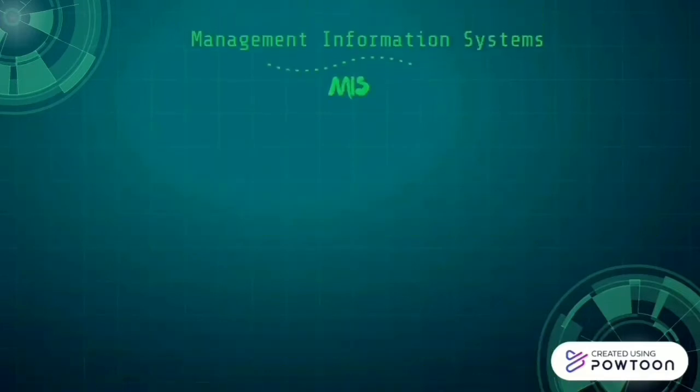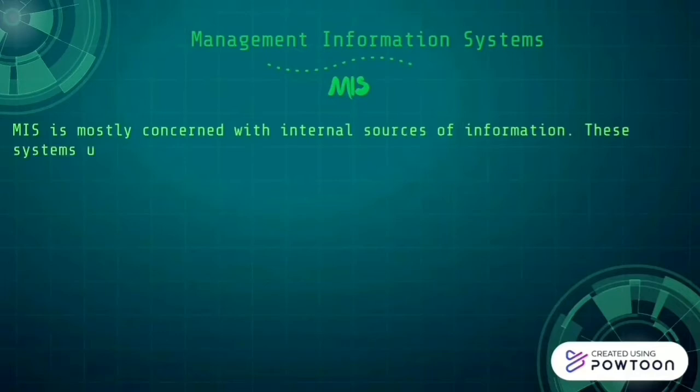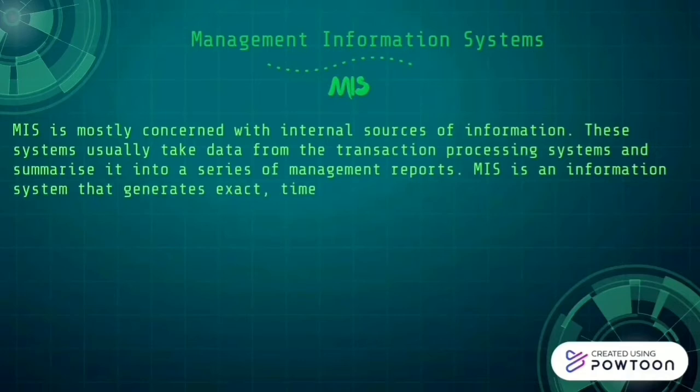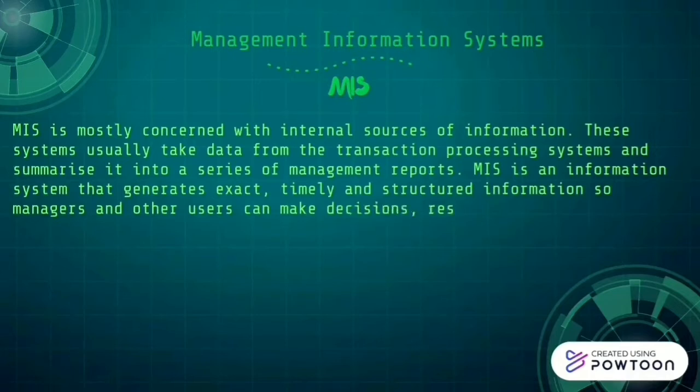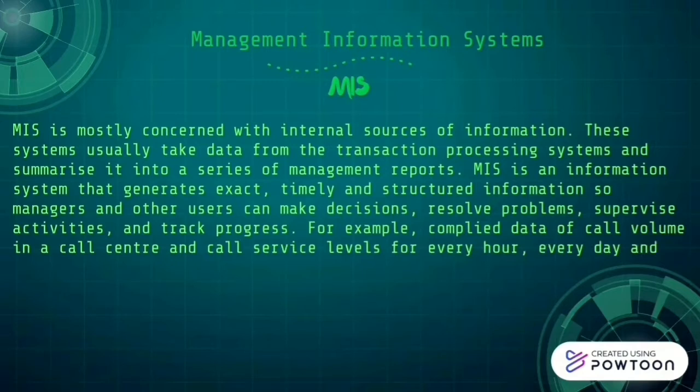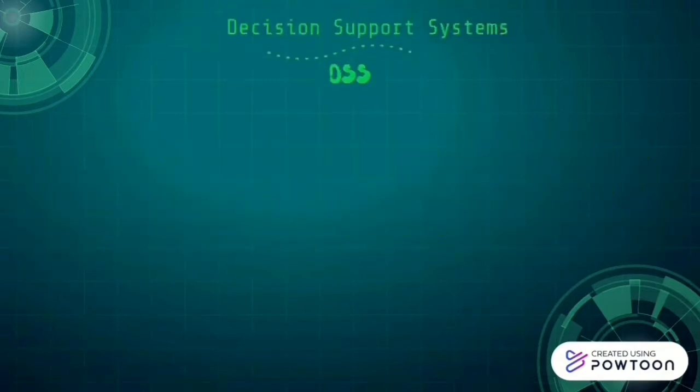Management Information System. MIS is mostly concerned with internal sources of information. This system usually takes data from the transaction processing system and summarizes it into a series of management reports. MIS is an information system that generates exact, timely, and structured information so managers and other users can make decisions, resolve problems, supervise activities, and track progress. For example, compile data of call volume in a call center and call service level for every hour, every day, and monthly summary.